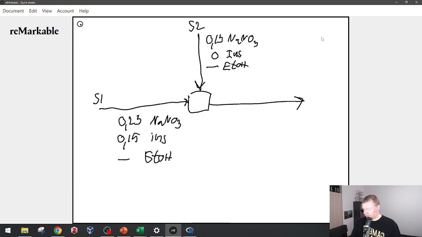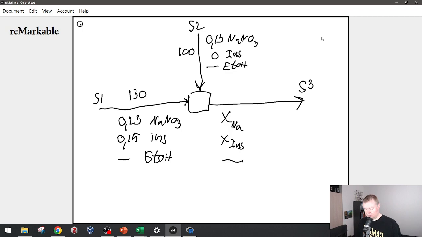And what else do we know? Well, we know that 130 kilograms of this one has to enter, and we know that 100 kilograms of this one has to enter, and all of that ends up in stream 3, which will have some percentage of, what shall we call that, X_NA, some percent of sodium nitrate, some percentage of insulin, and the balance water.